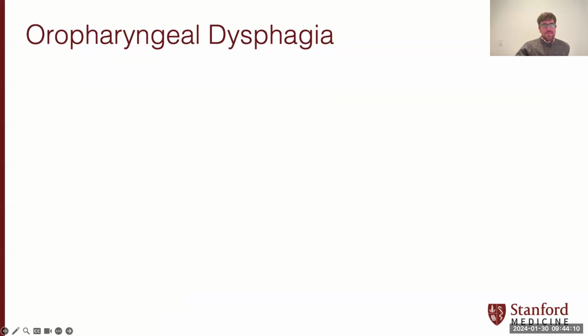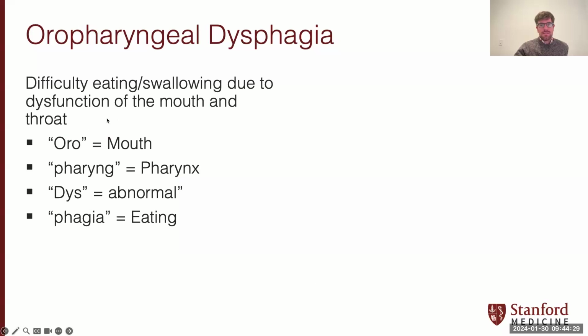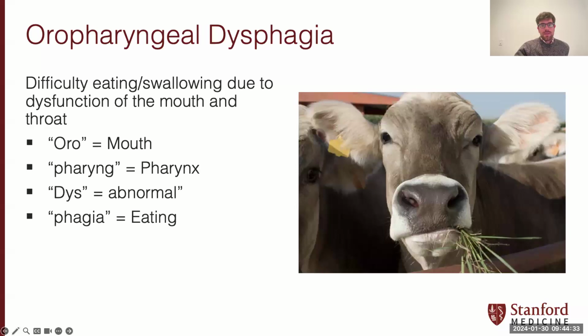Nailed it. So this is a big one, but it really does give you a lot of details about what's going on. So oro is mouth, pharynx is pharynx, which is the back part of the mouth. Dys is abnormal. Phasia is eating. I mentioned that this was going to come back. So this is difficulty eating or swallowing due to dysfunction of the mouth and throat.